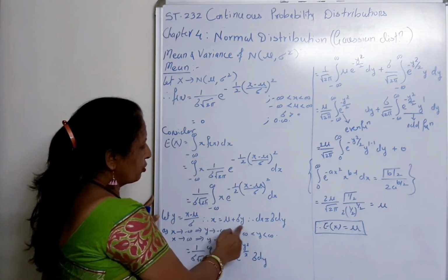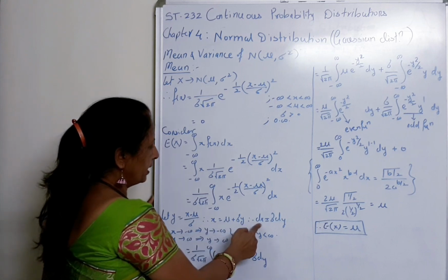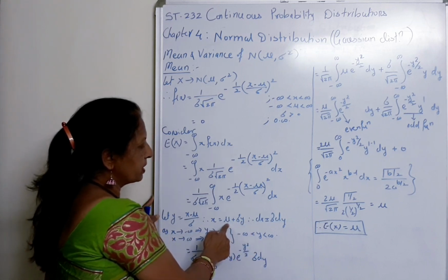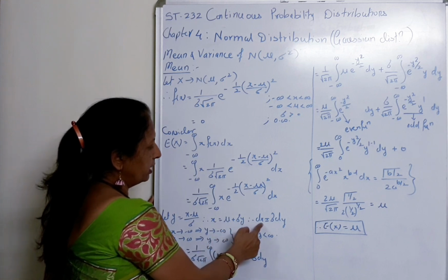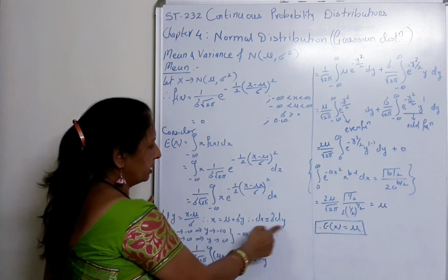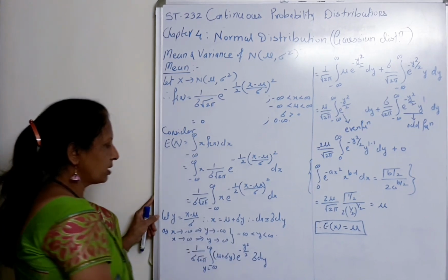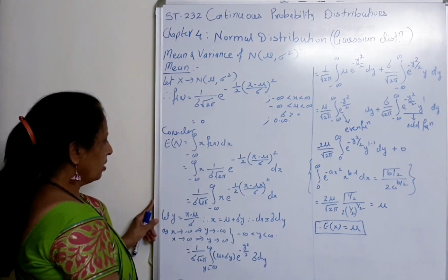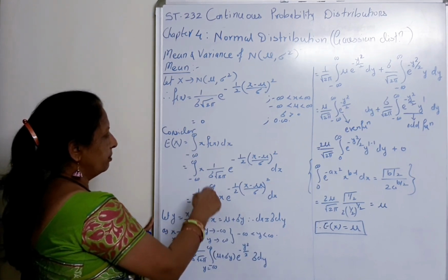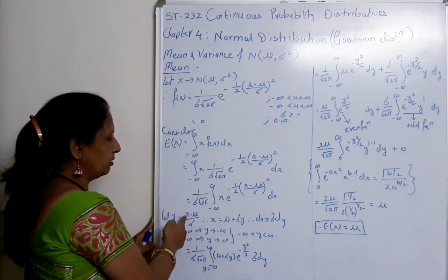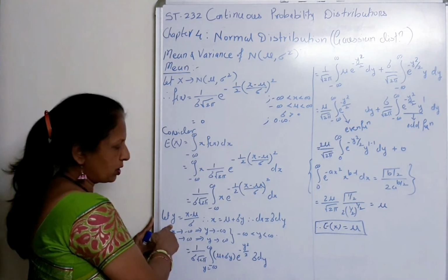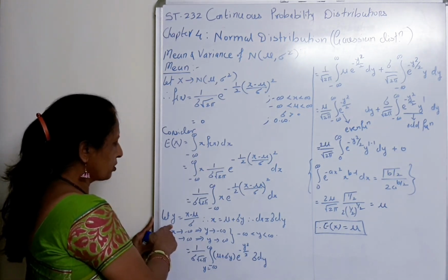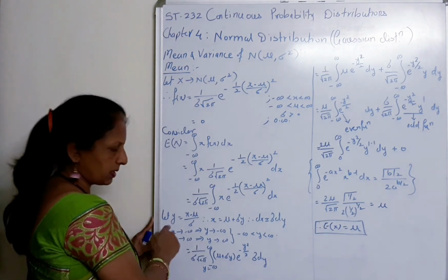If we take a derivative on both sides, what we get? dx, the derivative of mu will be 0, and here sigma dy. So dx is equal to sigma dy by taking a derivative on both sides. Now these are the limits for x, but now we are converting x into y, so we should know the limits of y also. How to find the limits of y? Using the limits of x.